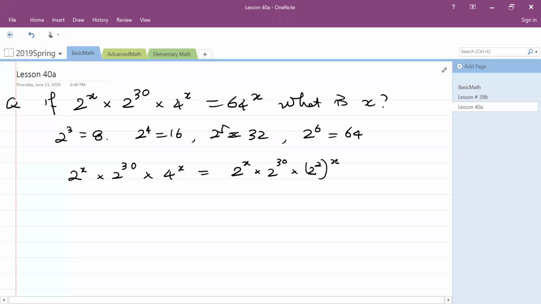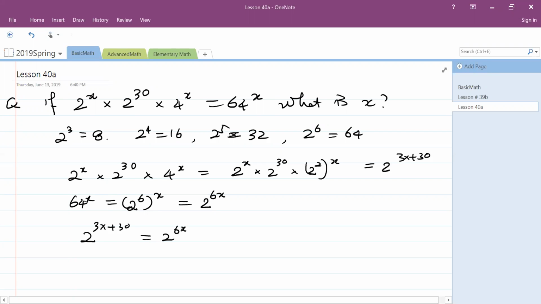And we know that we can combine them into one term, which is 2 to a certain power. Clearly it's going to be 3x plus 30. How do you do that? We use a formula: 2 squared to the power x is going to be 2 to the 2x. Then you add all the powers together, you have 3x plus 30. The left hand side is going to be 2 to the 3x plus 30, and the right hand side is 64 to the x, which is 2 to the 6x.